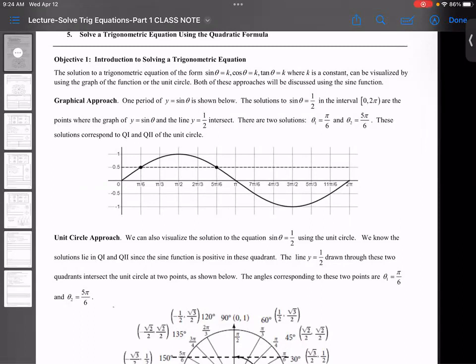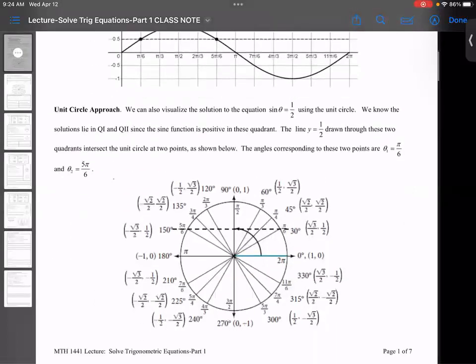All right, let's talk about the graphical approach. Since we are human, we are very visual. If I ask you for the solution, can you tell me what theta is if sine of theta equals 1/2? The first thing you do is look at a unit circle. Where is the angle that sine theta is 1/2?